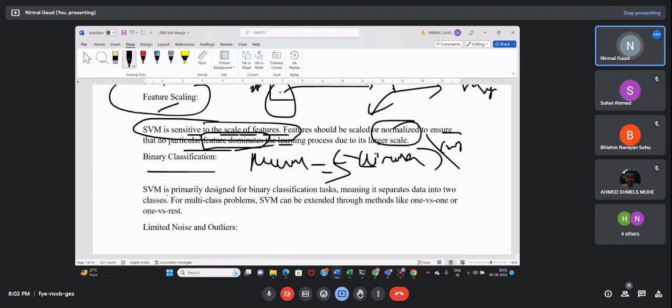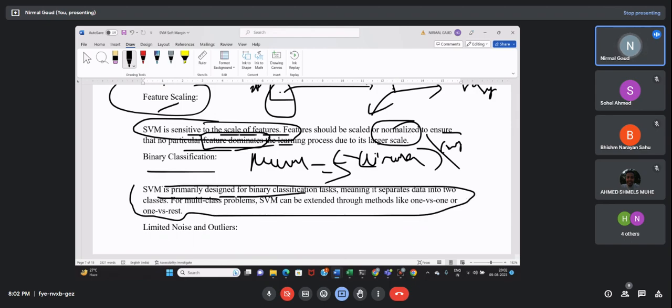For binary classification, SVM is primarily designed for binary. See, every algorithm says we are good at binary. So if you have a binary classification problem, you have full right to use an SVM classifier, and hopefully SVM is going to give you good results. For multi-class classification also you can extend SVM, one versus one or one versus rest. Both are possible in case of SVM. So binary is best, and multi-class classification is also applicable with SVM.